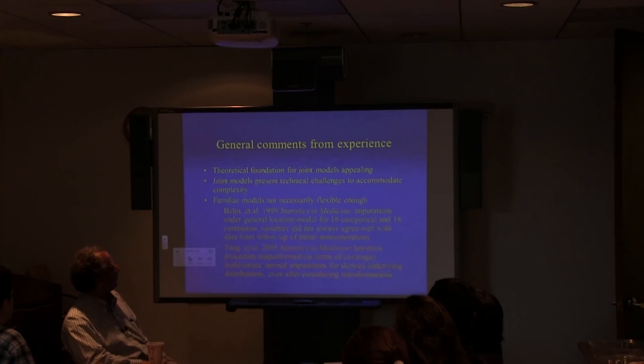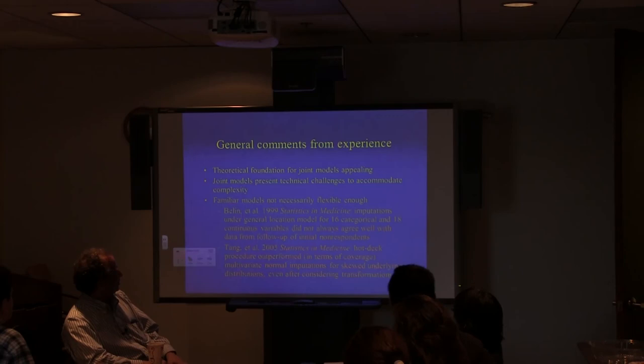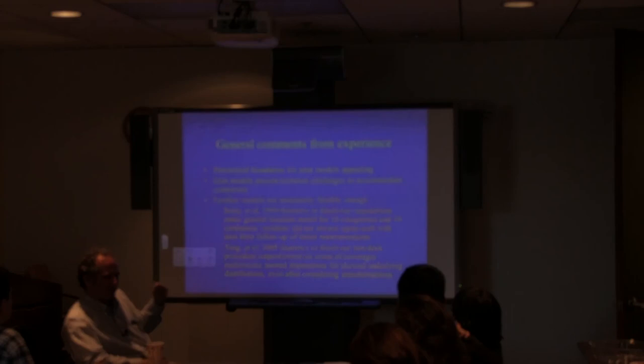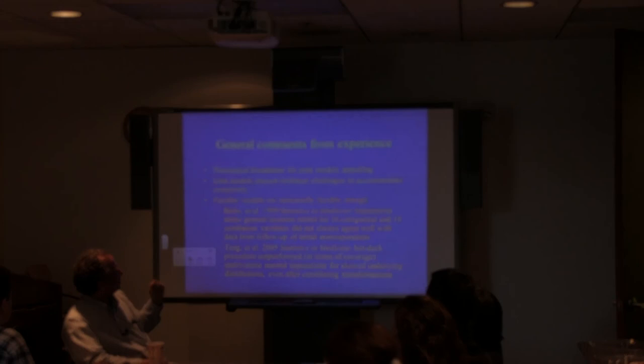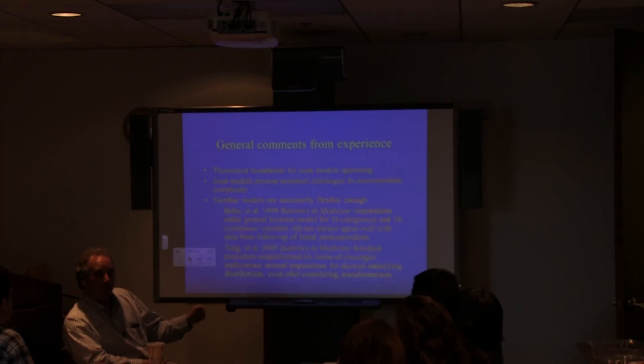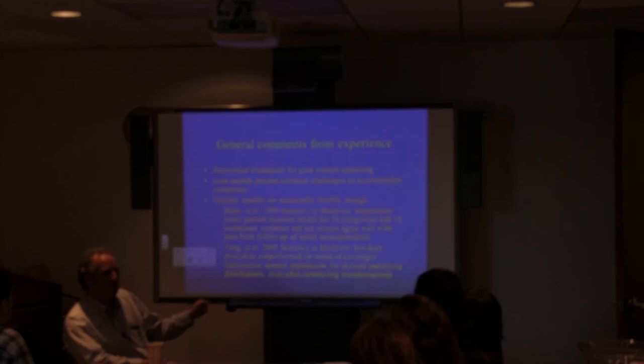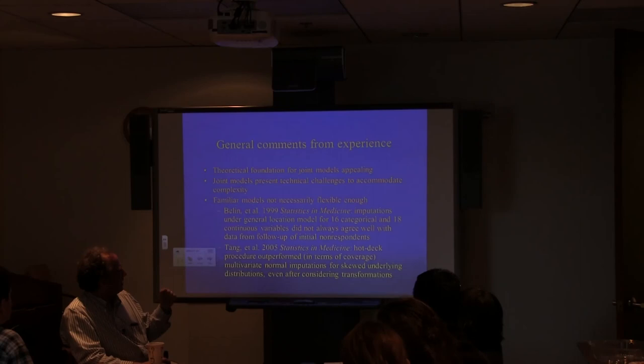Another comment, and this is a couple of studies that I did here. Actually, they were anchored in work in Ken Wells's center. The first one was a survey of schizophrenic patients, and it was one of these unusual circumstances where we had some follow-up on some of the initial non-respondents, but we did the imputations as if we didn't know what those values were, and then we compared how we did. We had 16 categorical variables, all binary, and 18 continuous variables, and let's see how we do with the imputations.